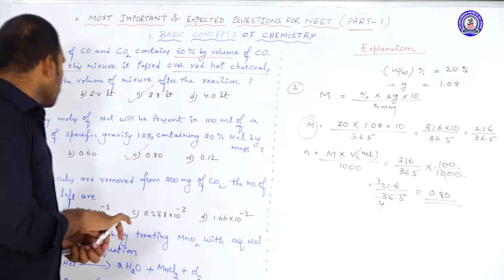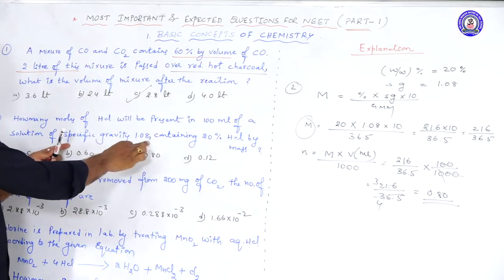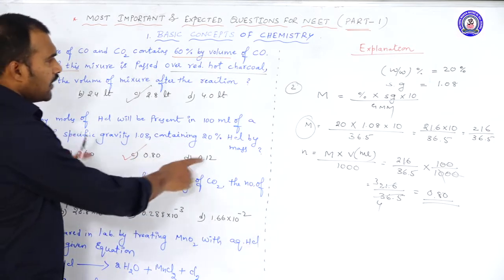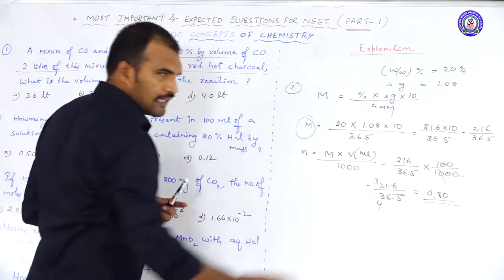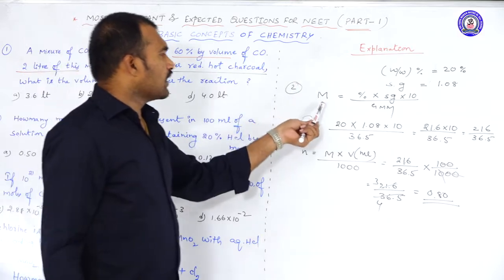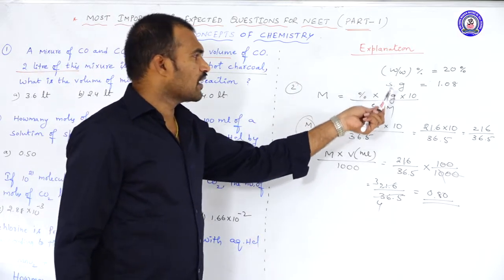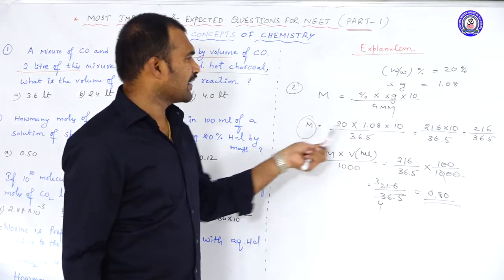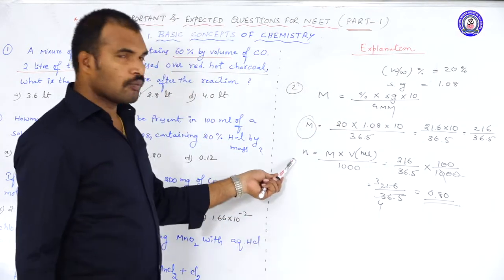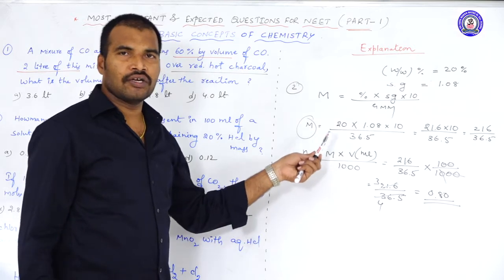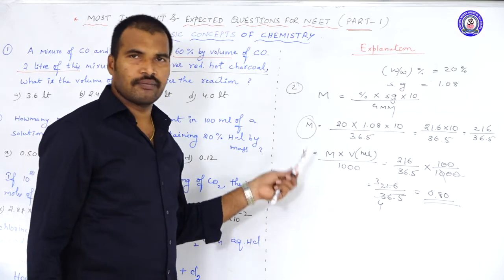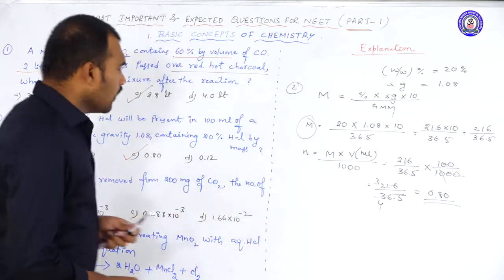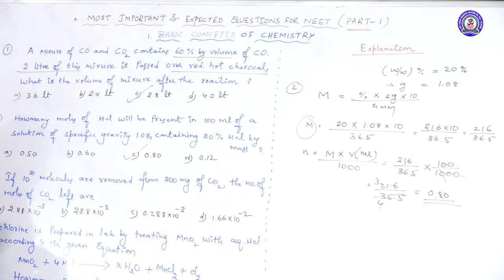So once again, from the given data, the specific gravity and weight percentage, first I calculated the molarity based upon molarity is equal to percentage into specific gravity into 10 by gram molar mass. By using that formula, I calculated the molarity. Next, number of moles is equal to given molarity into volume in milliliters by 1000. By using that formula, I calculated the number of moles. Okay. Next, let us move to the next question.